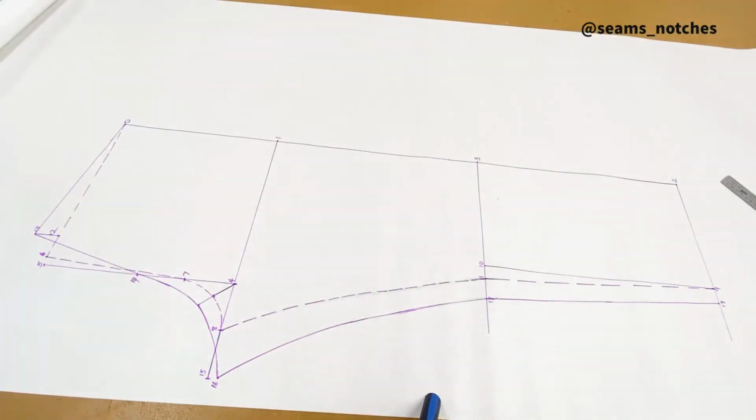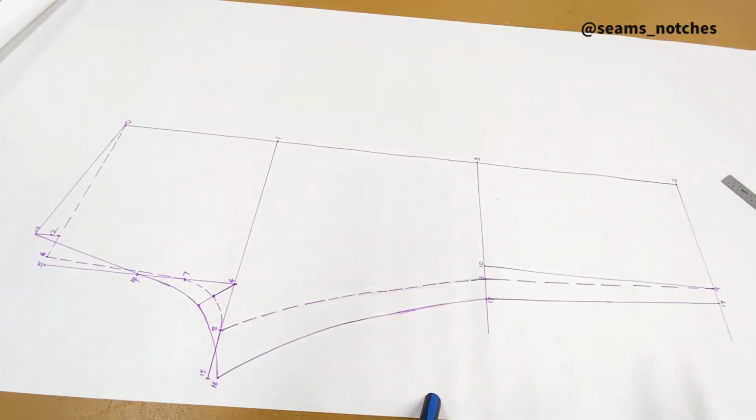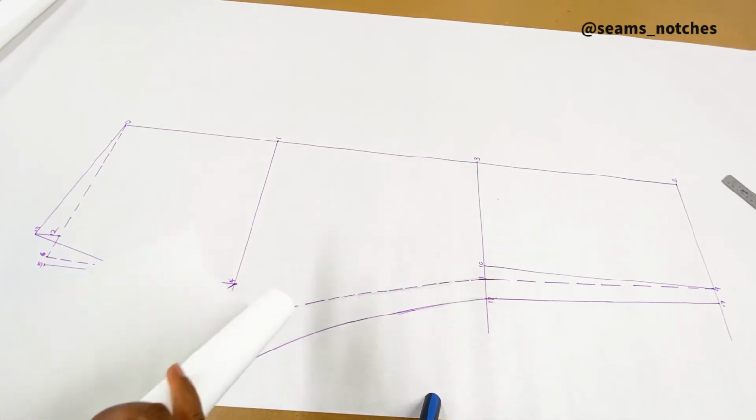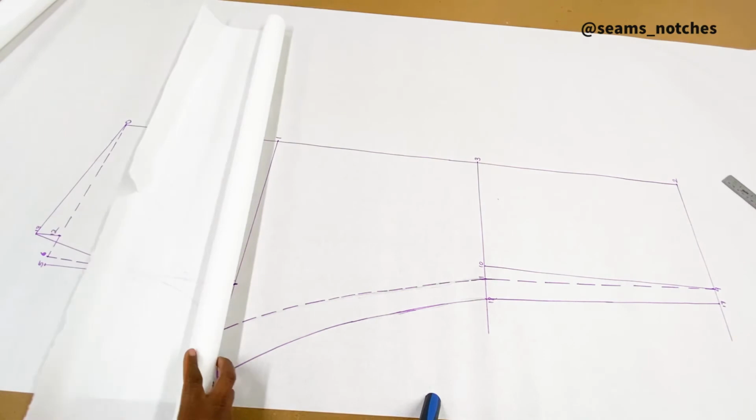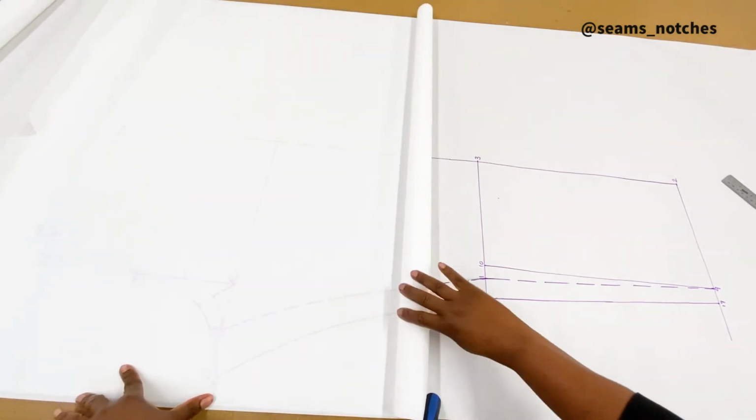So we are going to trace off this block, and I'm going to show you how. What you need to do is get yourself a fresh sheet of paper. Make sure it's wide enough for the front and the back pattern and long enough for the length of your trouser. Once you have that, you're going to place it on top of the previously drafted pattern.